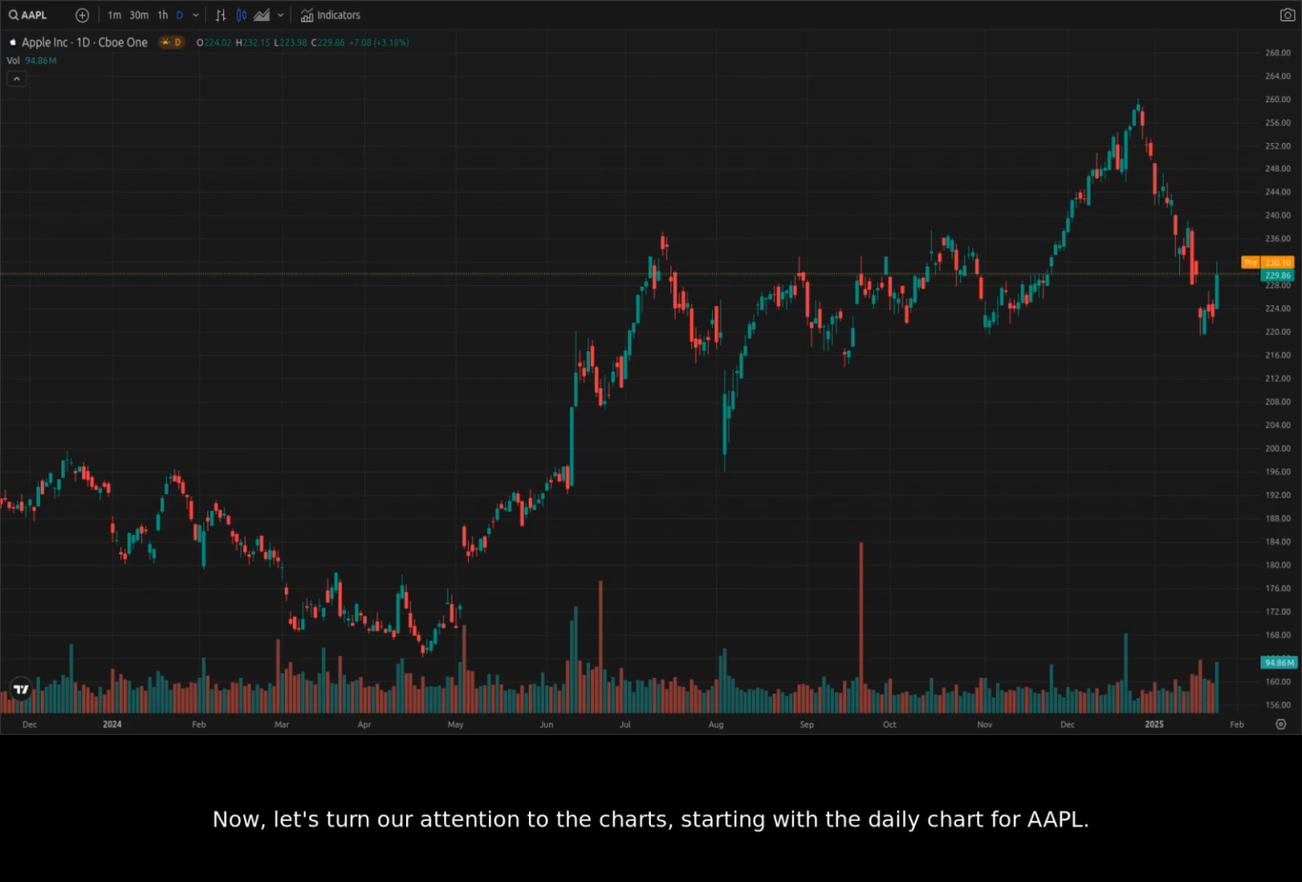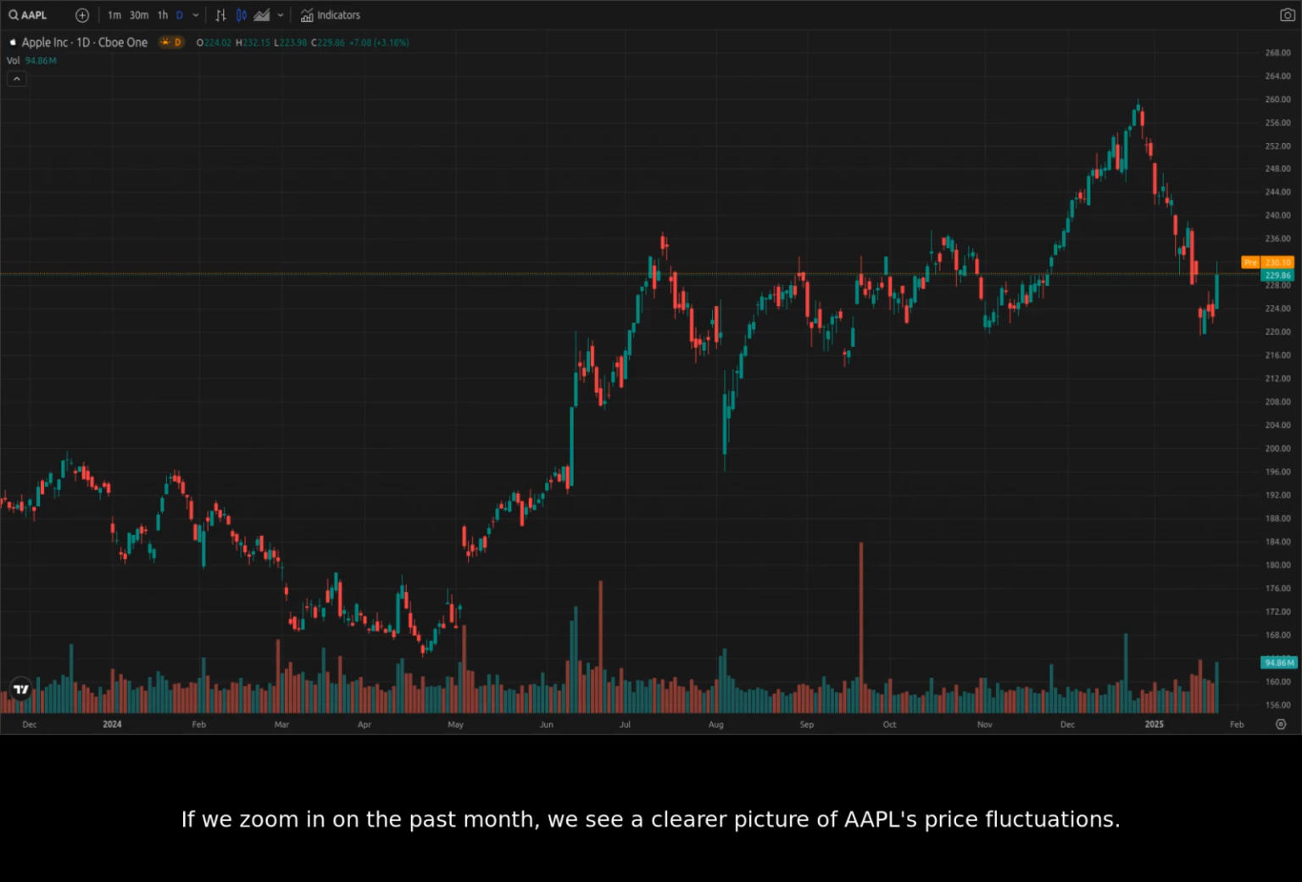Now, let's turn our attention to the charts, starting with the daily chart for Apple. Notice the recent price action, which shows significant volatility and a trend of recent upwards price action. This suggests ongoing uncertainty in the market, with investors weighing both positive and negative factors.